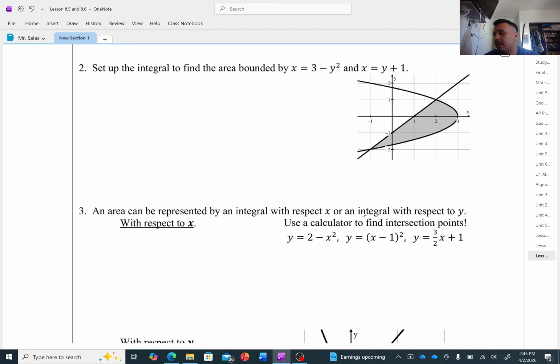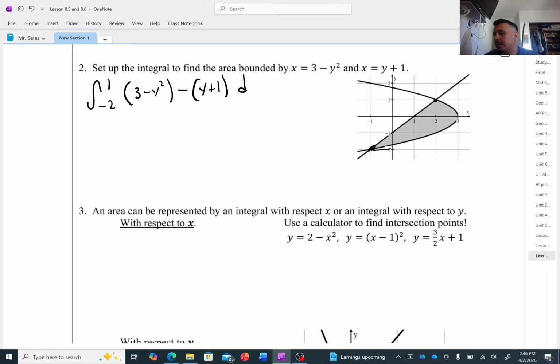Our integral runs from, what's my lowest y value? I see my graph intersects there. My lowest y value is at -2. So I'm going to go -2. My highest y value is at this point right here, which is 1. So -2 to 1. My right function goes first. My right one, I can see, is this parabola. So it's going to be 3 minus y squared, minus my first function. My first function is the linear one, so minus y plus 1.